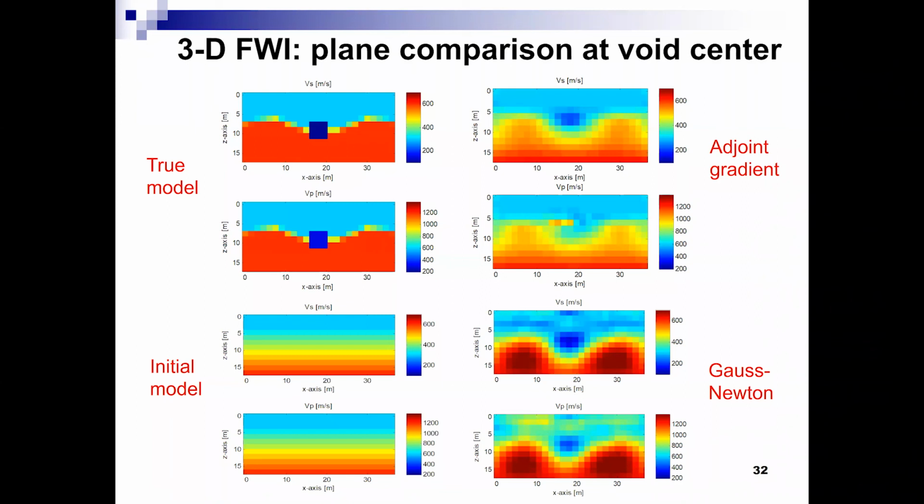We cannot get it from the adjoint gradient. It just shows a low velocity zone here, about 300. So from the gradient approach, it's difficult to identify the void. We still see the anomalies there. Hopefully we put the invasive test down and then we can see it.